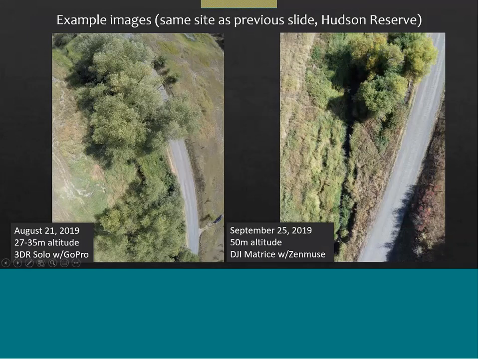The image on the left was taken from a 27 to 35 meter altitude with our standard consumer grade drone setup with a GoPro. And the one on the right was with the commercial grade setup. You'll notice there's a little bit of blurring on this one on the right. I think that's partly because the wind was blowing, and there's not too much we can do about that. You can also see the difference: the one on the left was in August and the one on the right in September, so you can start to see some yellowing in the willows.